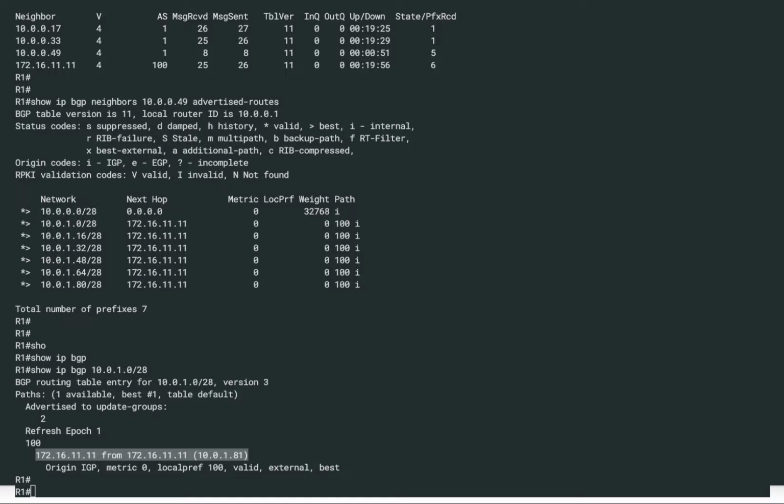We know that R1 is our edge router on the AS1 side, which is connected to the AS100 on the ISP1 side. So we could just take that subnet, which is configured on the interface between ISP1 and R1, and redistribute that subnet into our OSPF routing protocol.